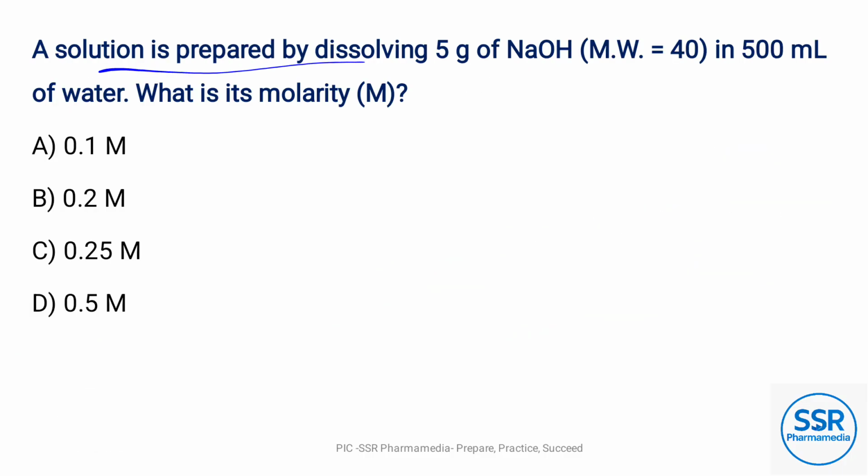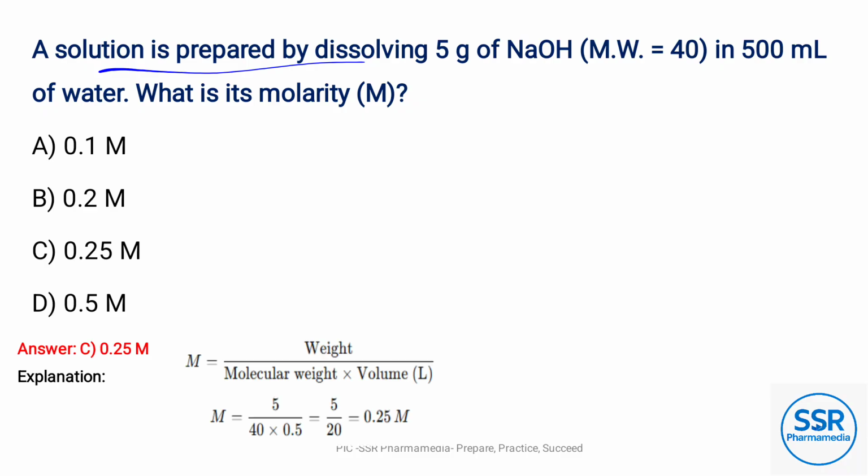A solution is prepared by dissolving 5 gram of sodium hydroxide in 500 ml of water. What is its molarity? Option C is the correct answer. Substitute in this formula: weight divided by molecular weight into volume. Volume you should write in liters.